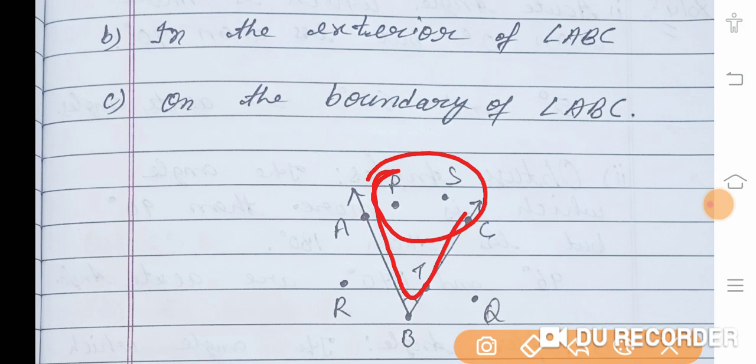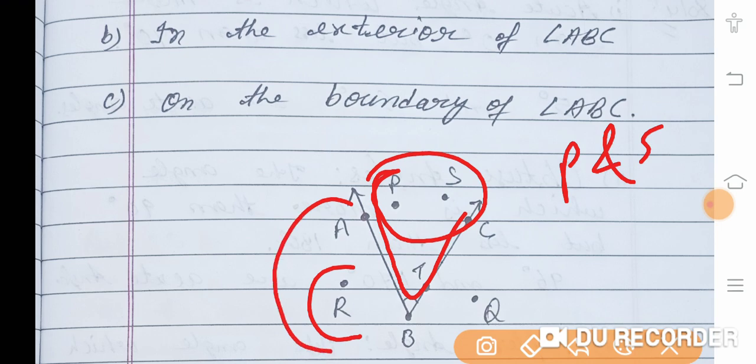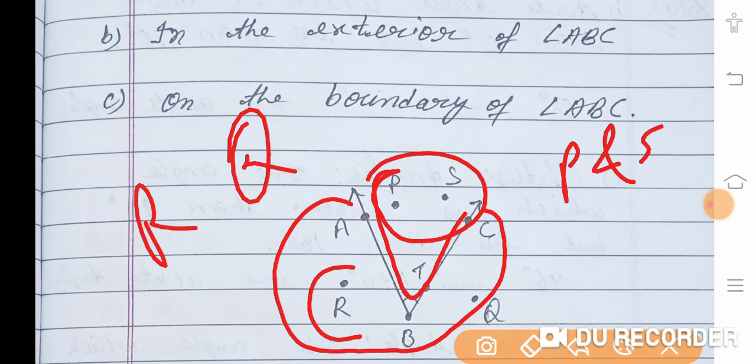So the points which are present inside the interior are said to be the interior points. So which are the interior points, my dear? Point P and point S are the interior points, whereas the points which are present outside the angle, that is outside these two rays, two arms, are said to be exterior points. So what are the exterior points? Point R and point Q, both are the exterior points.